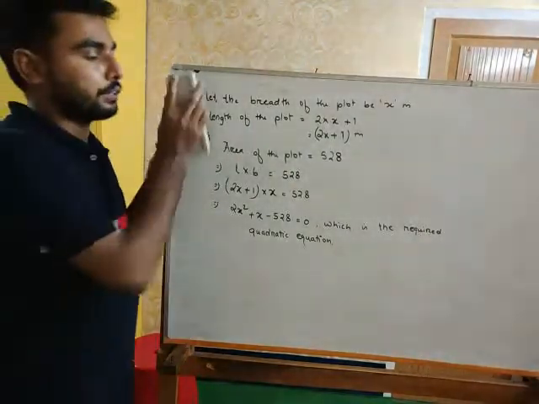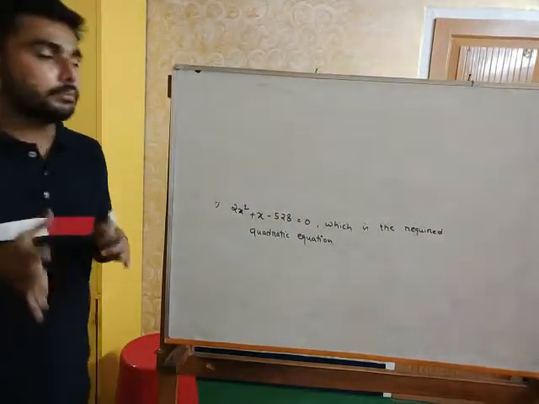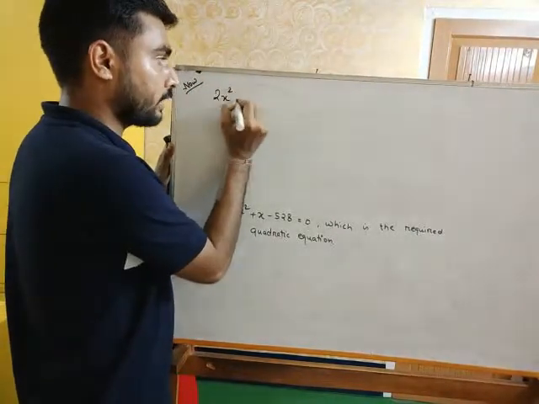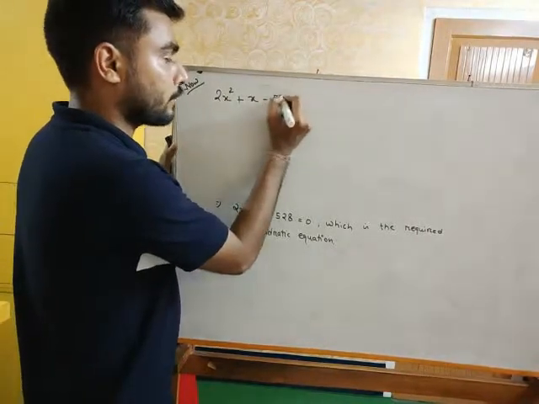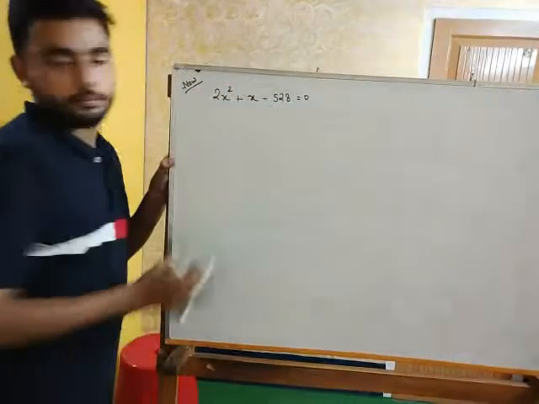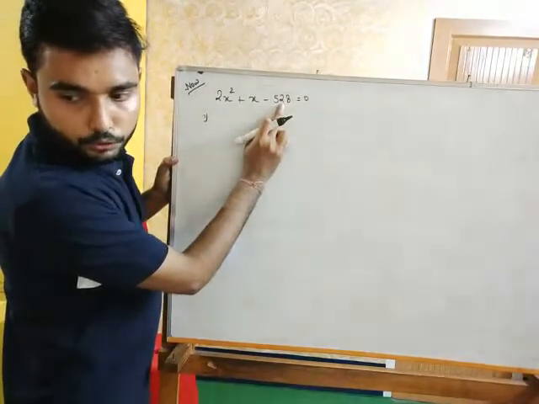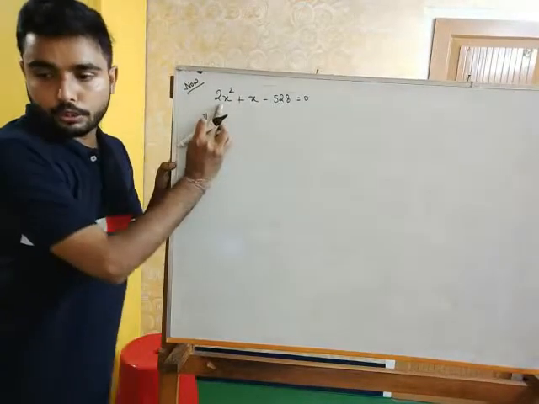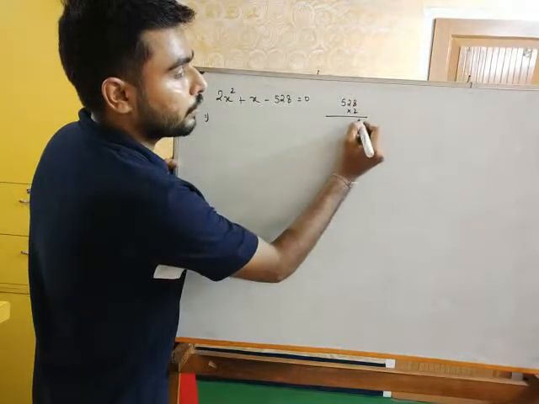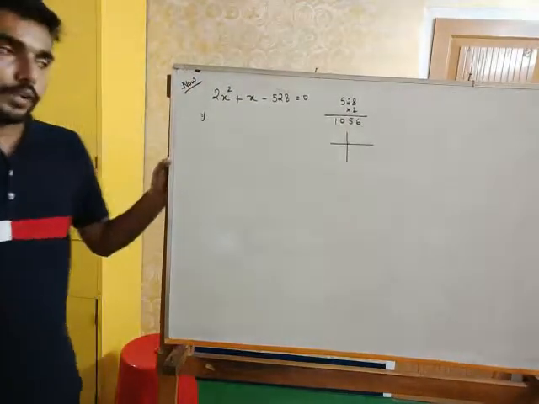So now this is the quadratic equation. Let us see how to solve it. I hope all of you might be knowing how to split the middle term and solve the equation. Now, the quadratic equation is twice x square minus x plus x minus 528 is equal to 0. So now, what is the constant term? Constant term is 528, and the coefficient of x square is 2. So 528 into 2 is 1056. We need to find the factors of 1056.